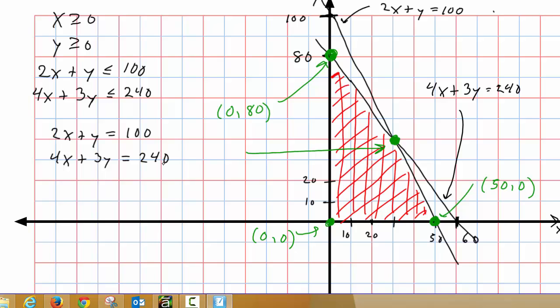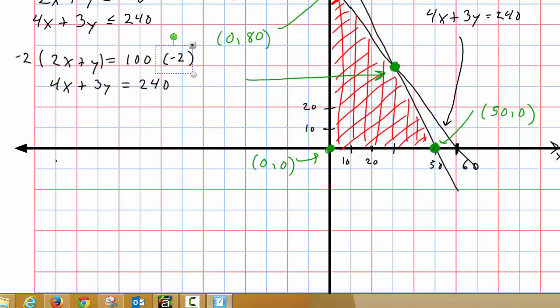And now there are different things we could do. We could solve the first equation, for example, for y, and then plug it into the second equation. Let's do something different this time. Let's multiply the first equation by -2 on both sides, right? Because if we multiply by -2 on one side, then we have to do the same thing on the other side in order to have equality. So what do we get then? The very first equation becomes negative 4x minus 2y equals negative 200. The second equation we didn't touch. It's still 4x plus 3y equals 240.